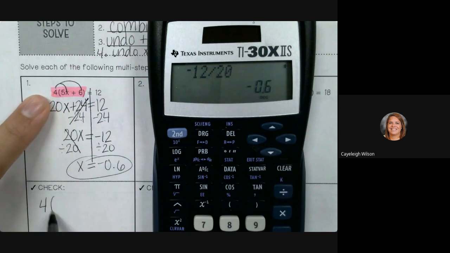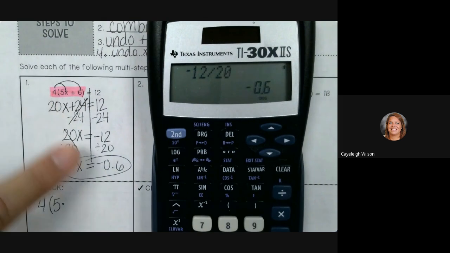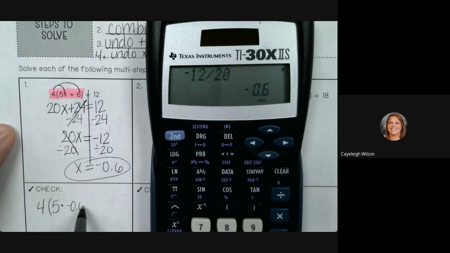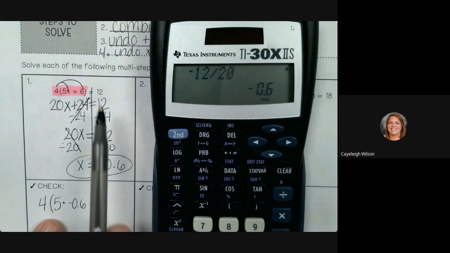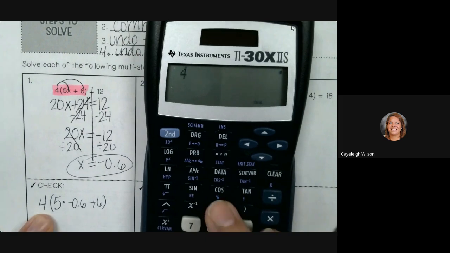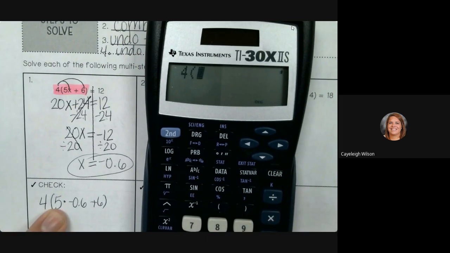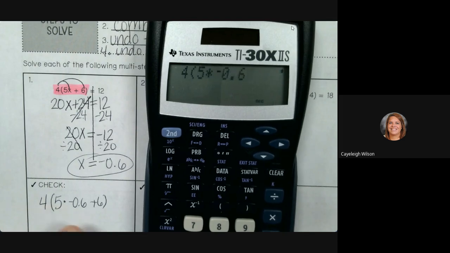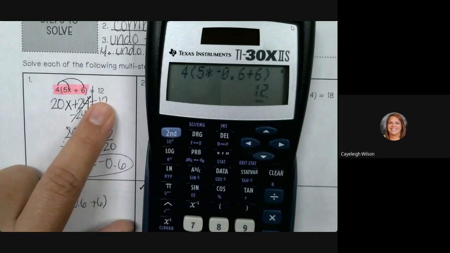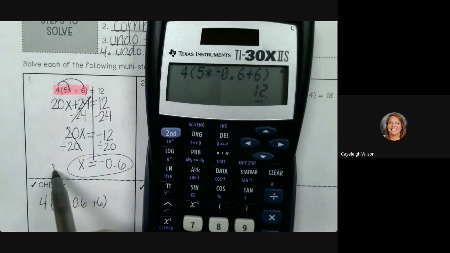So 4 times 5 times, and then in that x spot is where I'm going to put that negative 0.6 plus 6. And if I type this in and hit enter and it says 12, I know that negative 0.6 was the right answer. So 4, parenthesis, 5 times negative 0.6 plus 6 and close my parenthesis. When I hit enter, it should say 12. And it does, so I know that this is the right answer.